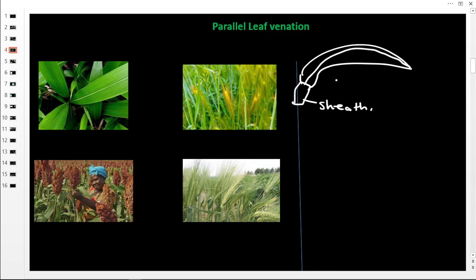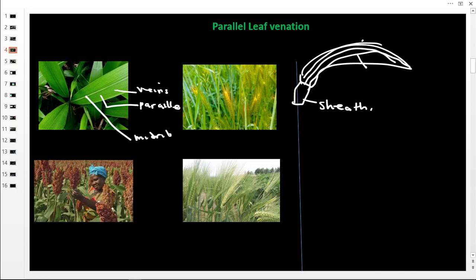Then these other veins run parallel to each other. So these are parallel lines, making what we call a parallel leaf venation. The veins are arranged in parallel lines, as you are seeing in this diagram here. Those are the parallel lines, these are the veins, and this middle part is what we call the midrib. That's what we call parallel leaf venation. This grass here has parallel leaf venation.